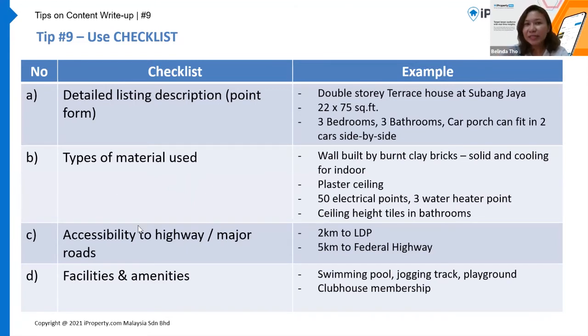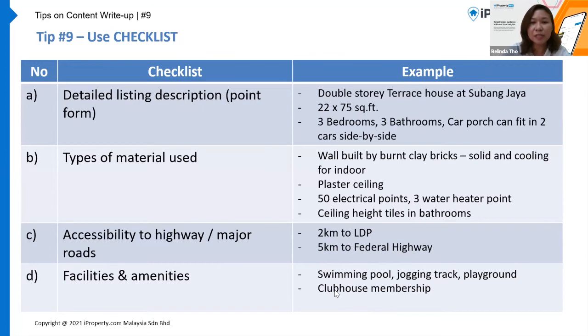Then the third in the checklist here is talking about accessibility. Maybe in another paragraph, I want to talk about the accessibility to the highway or major roads. How many kilometers to LDP, how many kilometers to Penang Highway, Penang Bridge, this and that. You can put it down there.